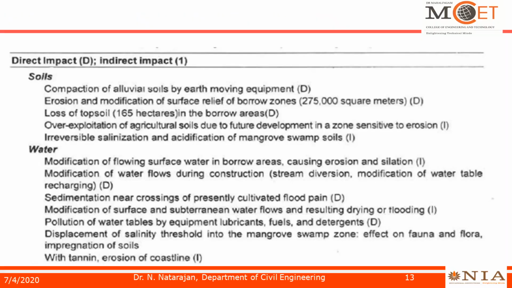So when this road development project is being executed, what are the parameters that are going to get affected? One is the soil. The direct impact will be compaction of the soil by earth moving equipment. You'll use a lot of equipment to compact the soil, meaning you'll have to compress the soil. So that is a direct impact on the soil. And erosion, modification of the surface relief of borrow zones, may also be considered a direct impact. Loss of the topsoil is also a direct impact.